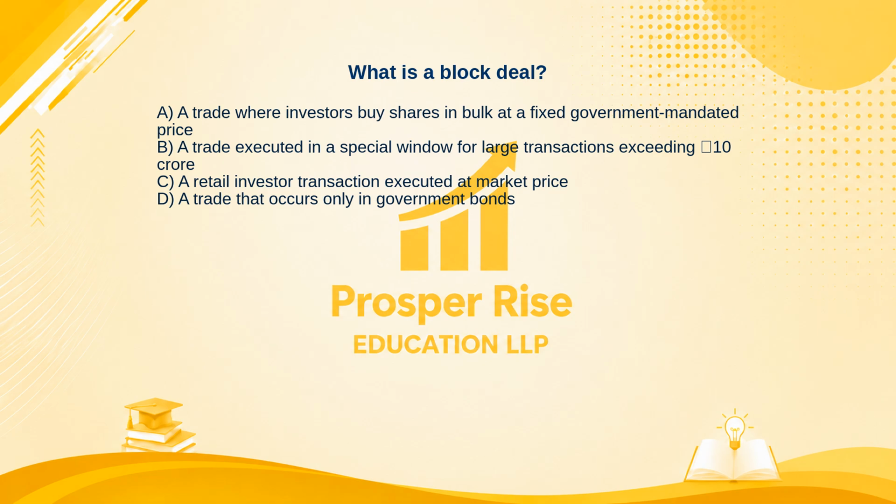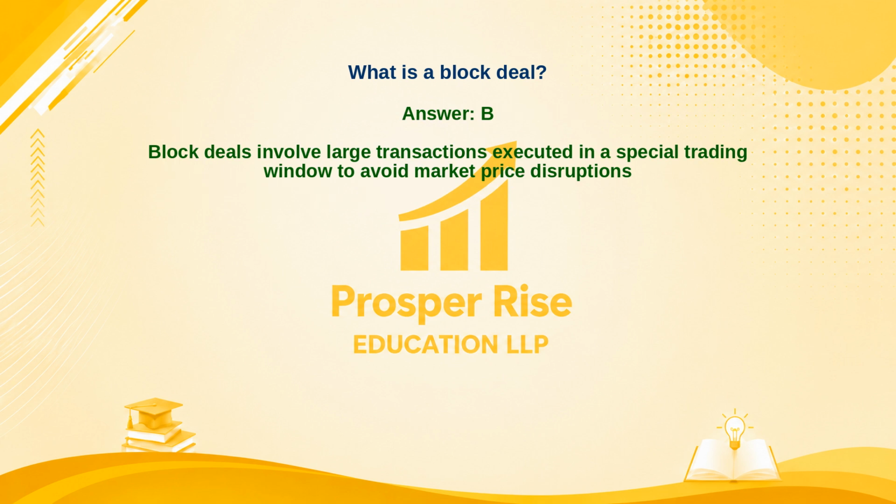Take a moment to pause the video and decide. The correct answer is Option B. Let's see why. Block deals involve large transactions executed in a special trading window to avoid market price disruptions.